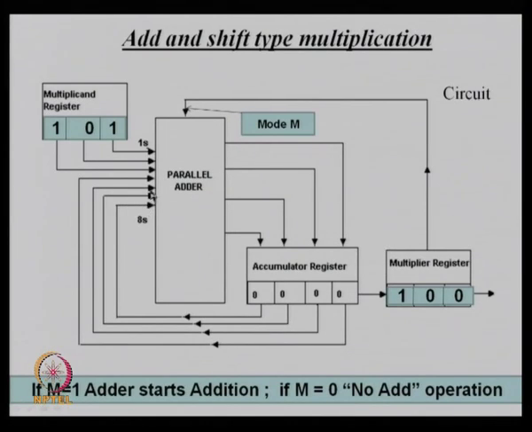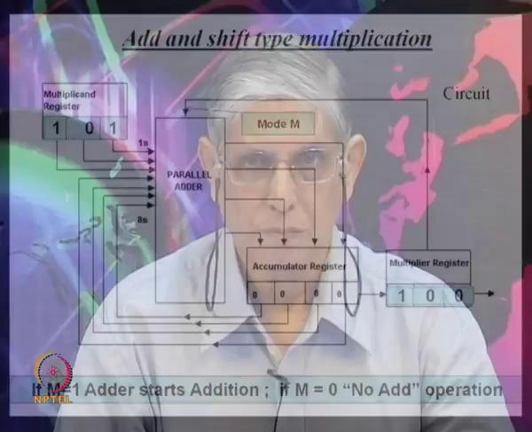So, you have 4 bits coming from here, 3 bits coming from here, and of course the control bit which is coming from the LSB of the multiplier register. So, the idea in this add shift register multiplication is that this mode control signal M, if it is 1, then an addition operation is performed by the parallel adder. If it receives 0, it does not do any add operation, only a shift operation is performed every clock cycle. So, please remember, whether you do addition or not, every clock when the new data appears, the shift has to be performed.